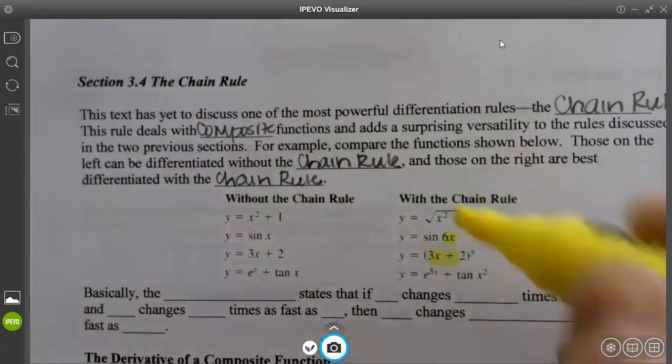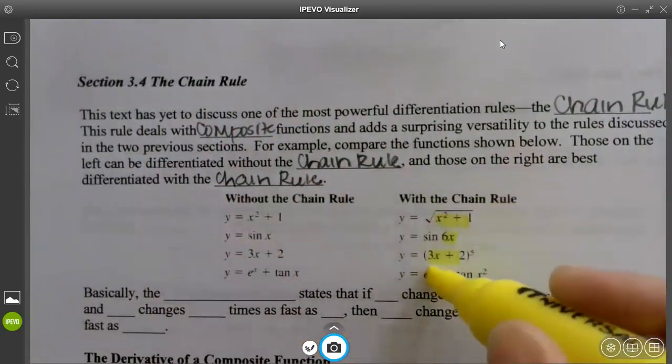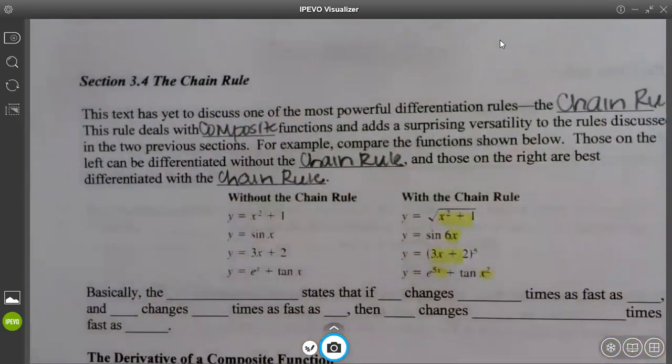So this is the function within the function, okay? Where you have not just square root of x, you have square root of x squared plus 1. So there's a function inside that square root. Instead of just sine x, it's now sine 6x. Instead of x to the 5th, it's now 3x plus 2 to the 5th. So you understand where that composite part is coming from. There's a function within a function.